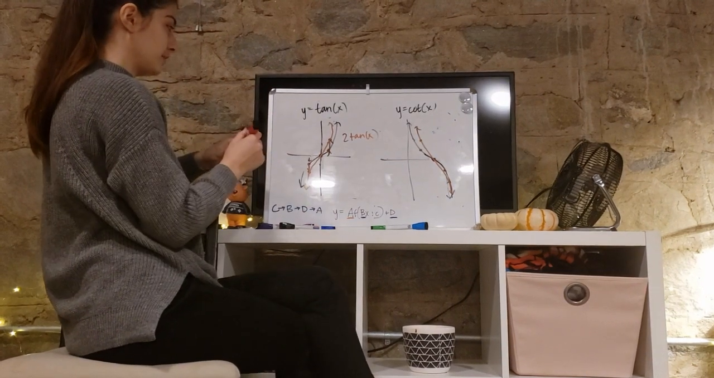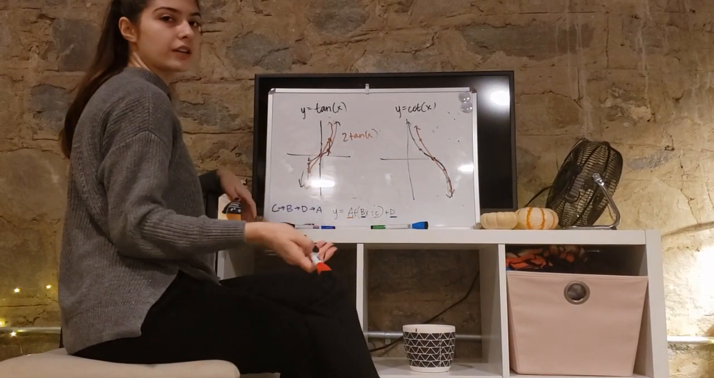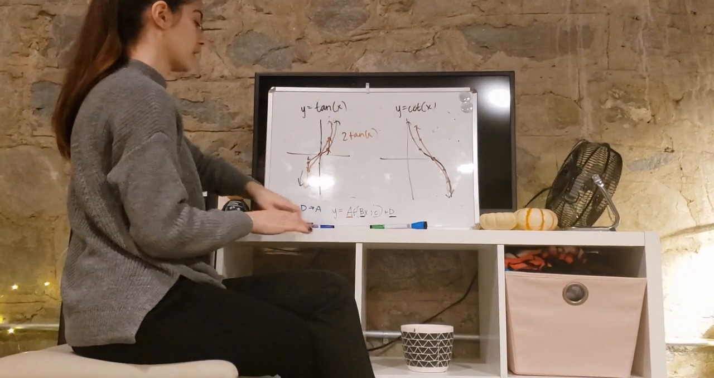And that's the amplitude. You're just going to be moving that first and third invariant point on your regular graph. And make sure, again, that for tangent, it's increasing. For cotangent, your function is decreasing.